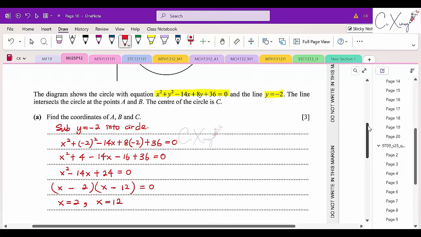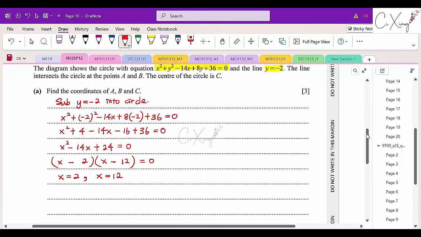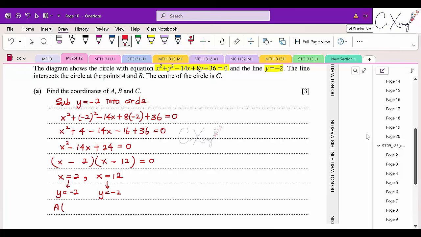Okay, then these are the x coordinates for A and B. Let's continue to figure out the value of y, but actually you find that the value of y is the same, which is negative 2. So from here, you know that the coordinate for A should be (2, -2), and the coordinate for B should be (12, -2). Okay, so we are done with the coordinates for A and B. And now we need to find out the coordinate for C.